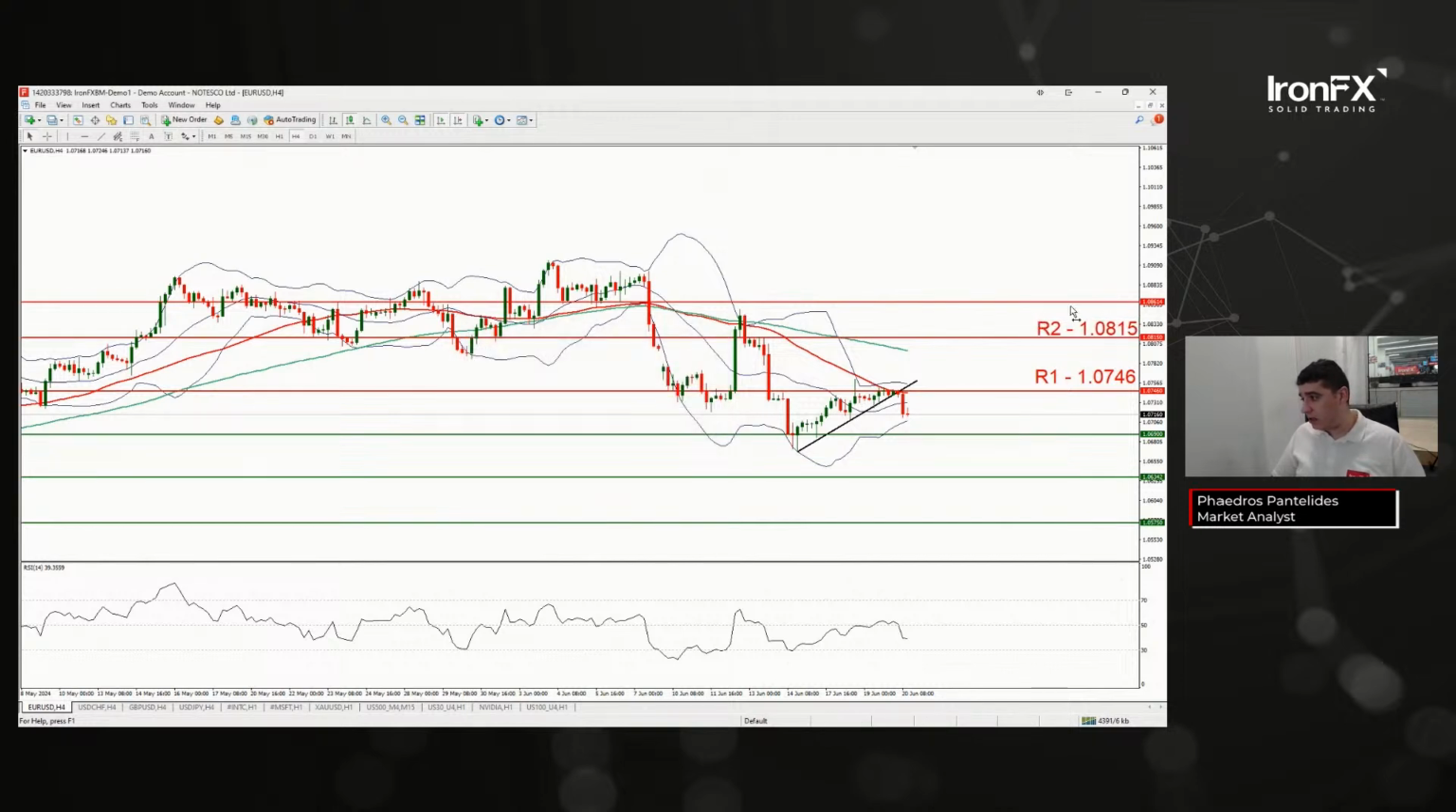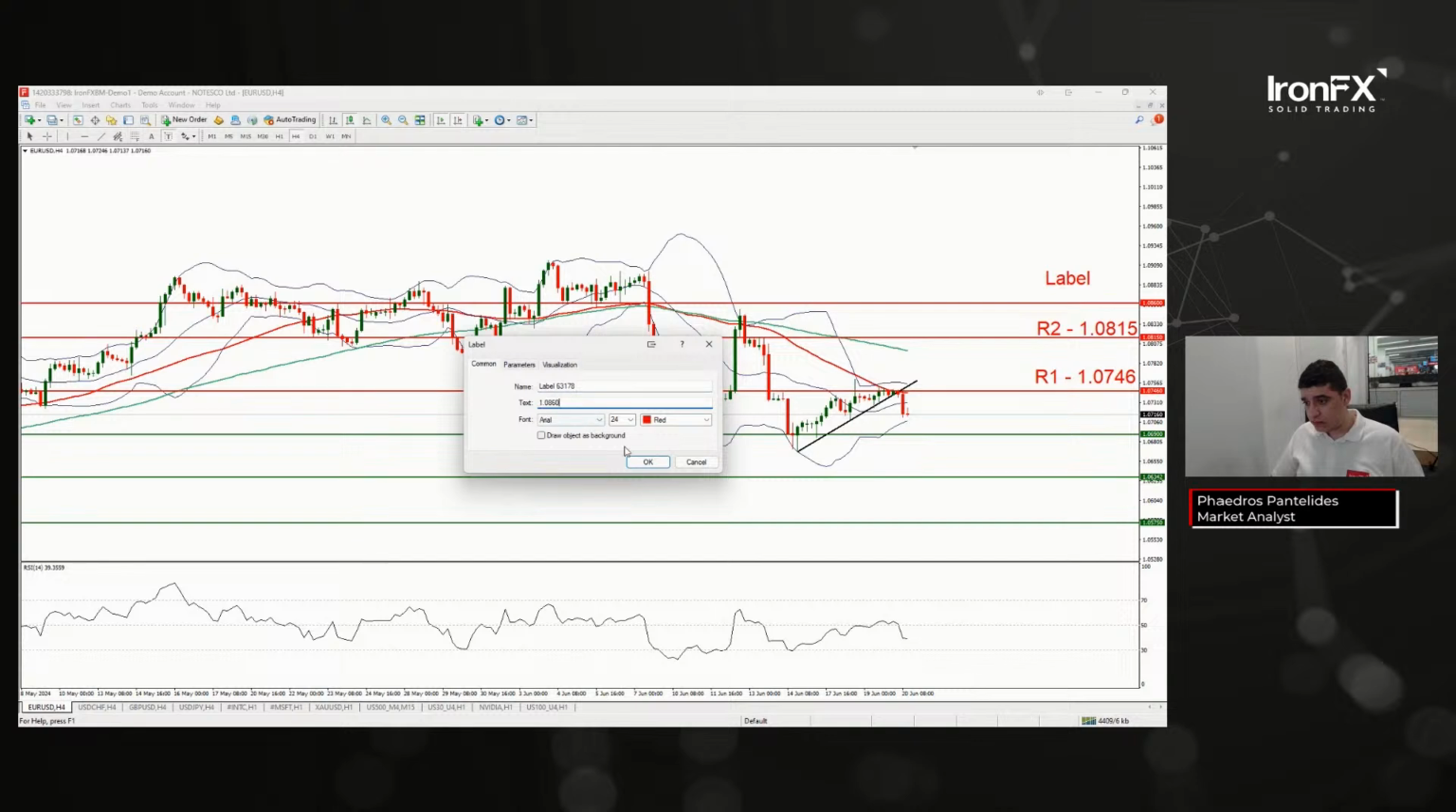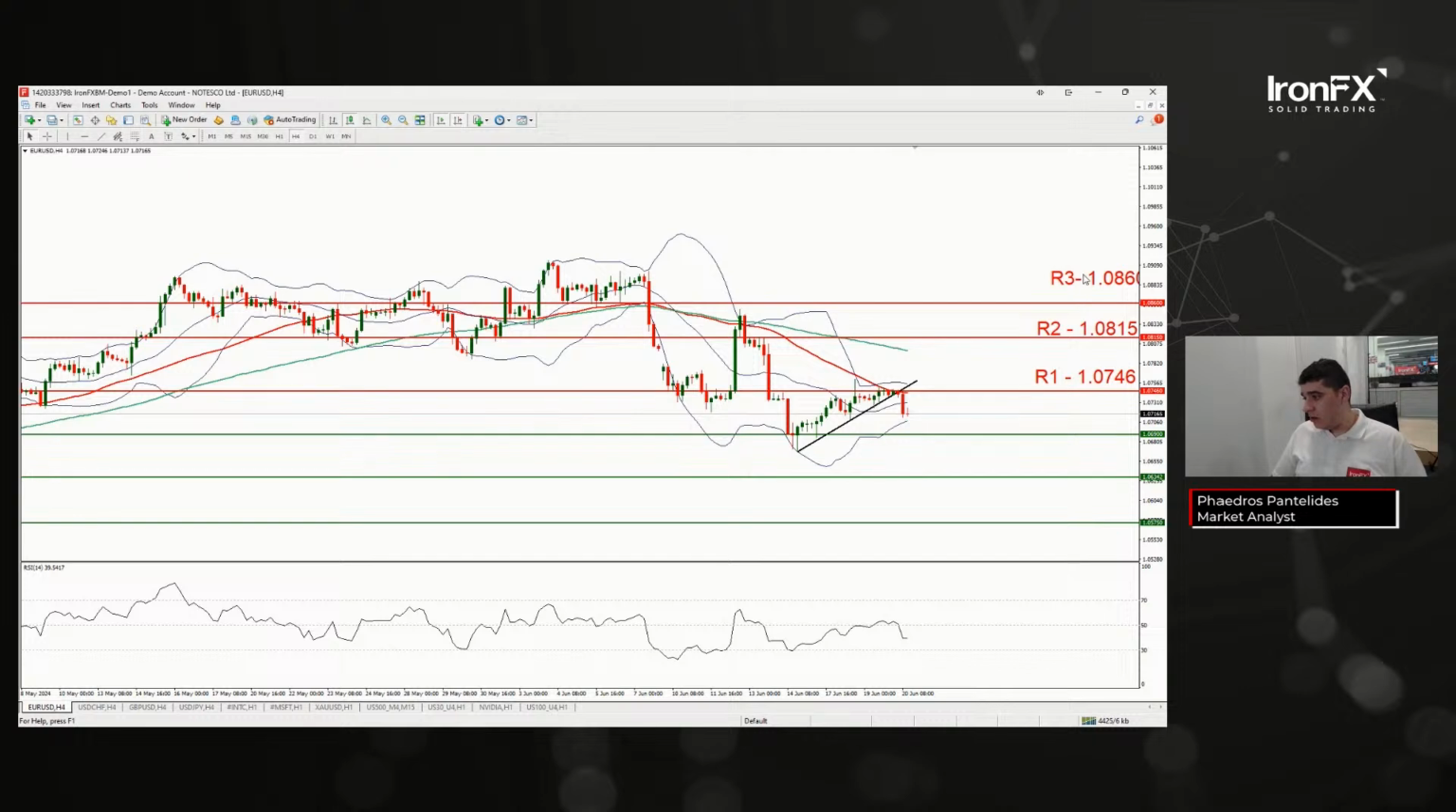R3 would be 1.0860. That is very nice. And then we will be placing our support levels.